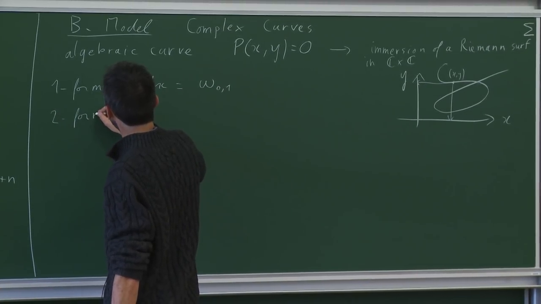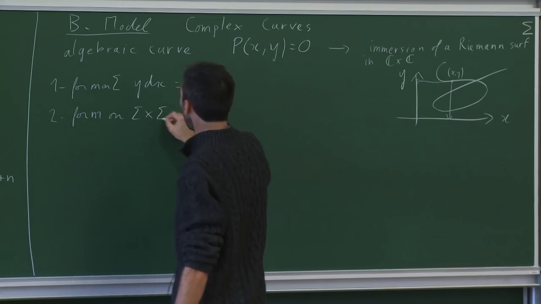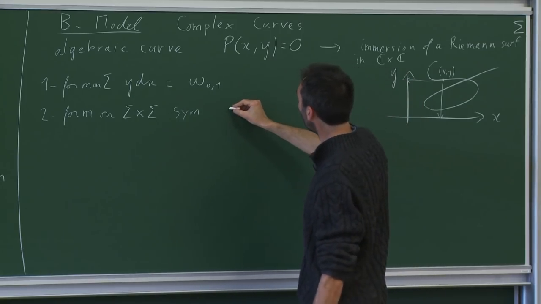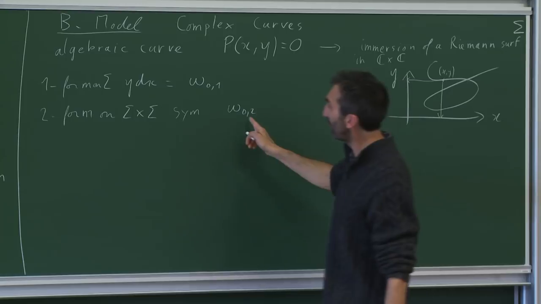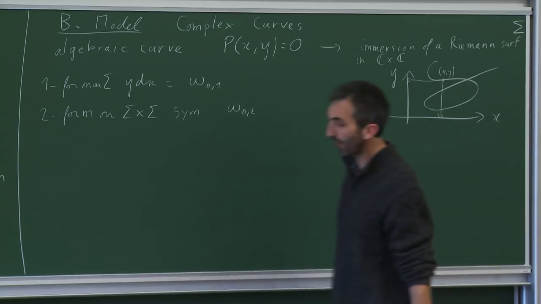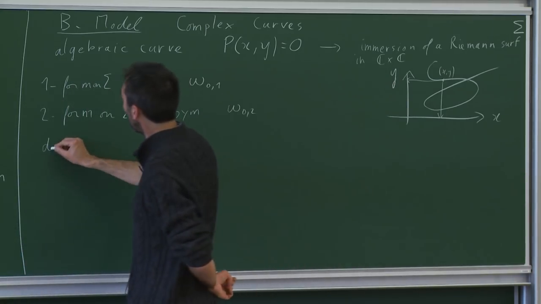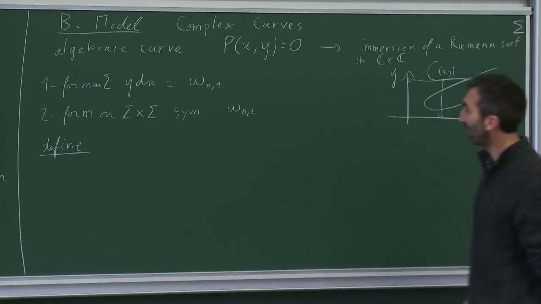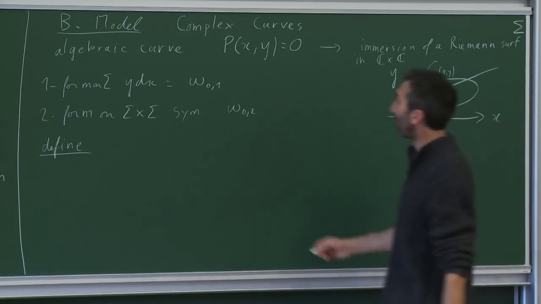It's usual to choose also a two-form on sigma cross sigma, and we shall take it symmetric. And it will be, in fact, a tensor product. Let's call it omega 0,2. I'm not going to say much more about that for the moment, but it's a symmetric two-form on sigma cross sigma. I will say more about that later. And then we define... Yeah, and also I should say it has poles on the diagonals. I will say that later. Okay. I'm not saying what it is for the moment. I'm just saying you have some meromorphic forms.